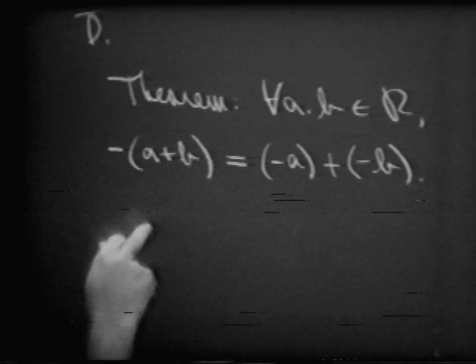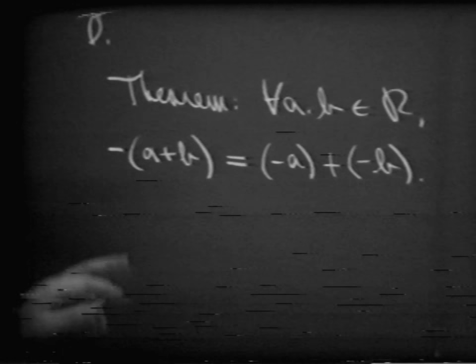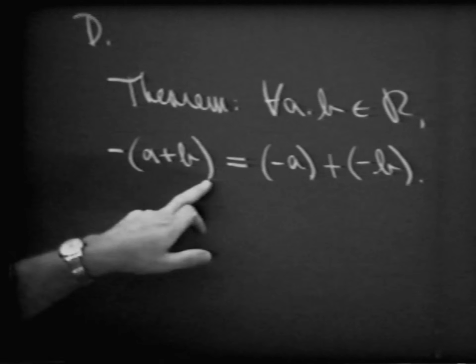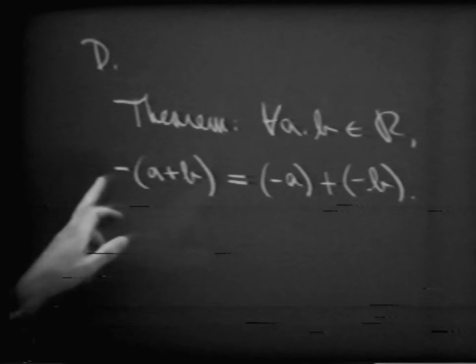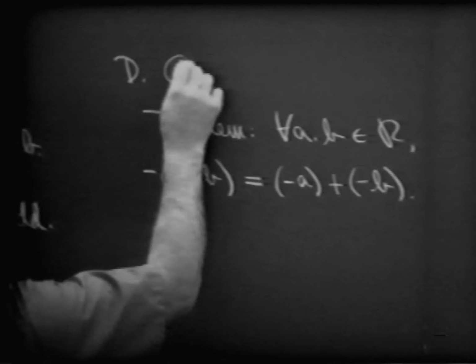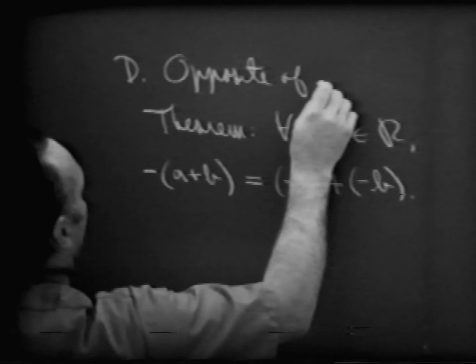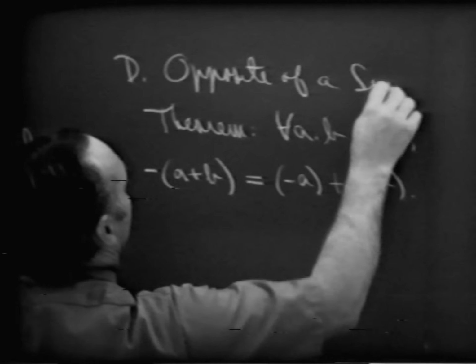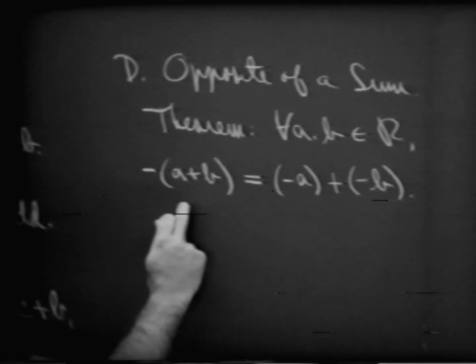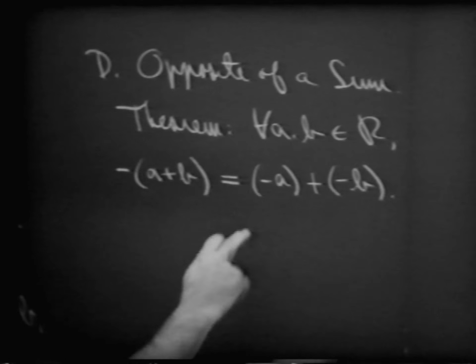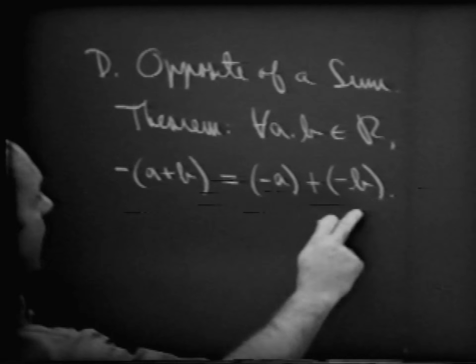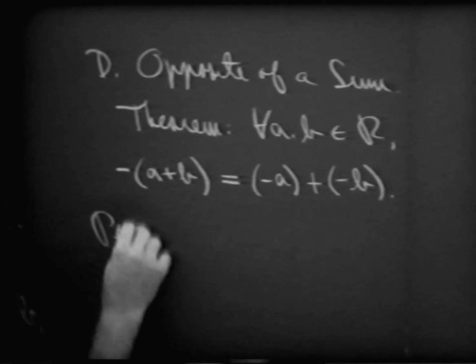And what name did we give this concept? It has something to do with the opposite of a sum. Is that right? The opposite of a sum. So if we had to give this particular theorem a name, let's just call it that, the opposite of a sum. And the opposite of A plus B, we know we would like to prove is equal to the opposite of A plus the opposite of B. Well, let's go ahead and prove it.